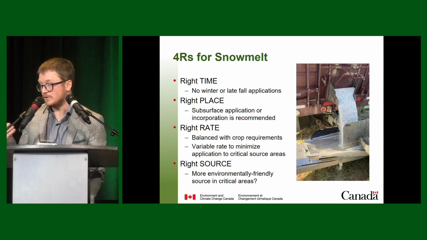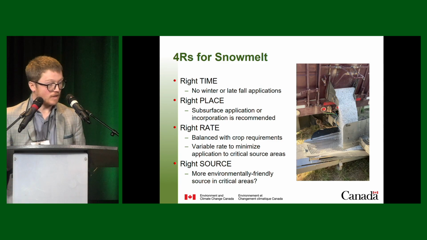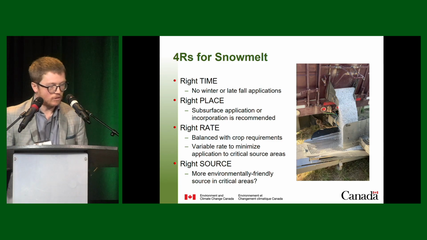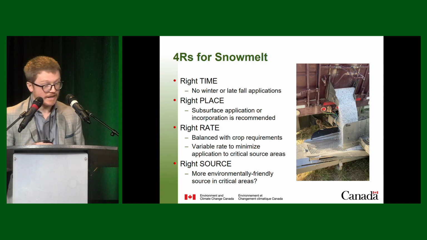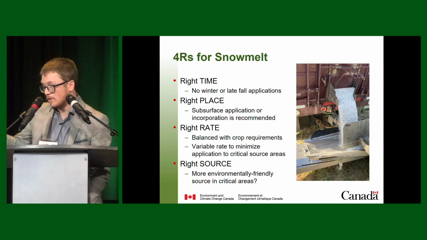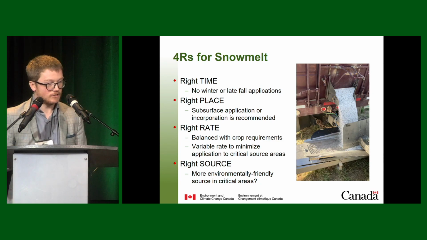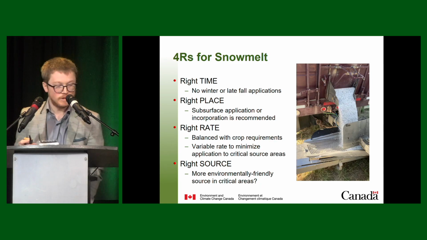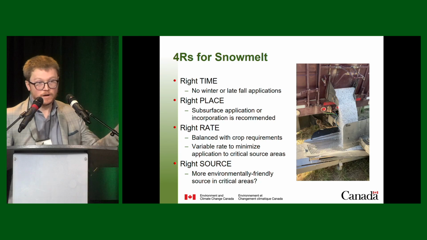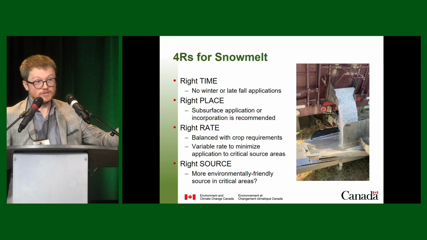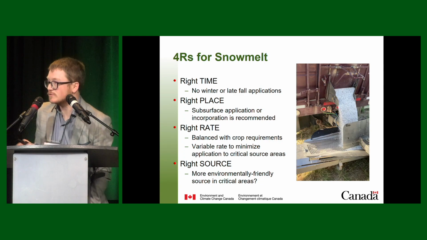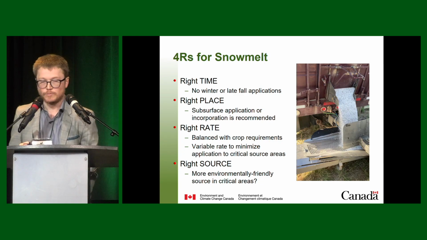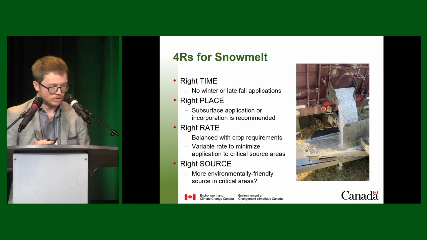The right place, we know that subsoil application for phosphorus has agronomic benefits as well, or incorporation if broadcast is necessary. For the right rate, ultimately trying to understand the crop's demand for nutrients and then matching our application rates accordingly. And there may be an opportunity for variable rate fertilizer to minimize application to critical source areas. Again, we saw this in relation to precision manure application as an example, and shortly I'll be showing some of my work in variable rate fertilizer application in this goal as well.